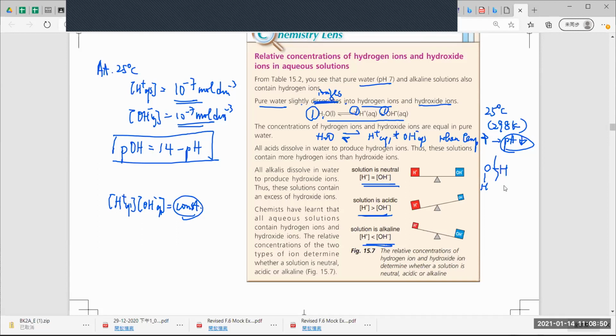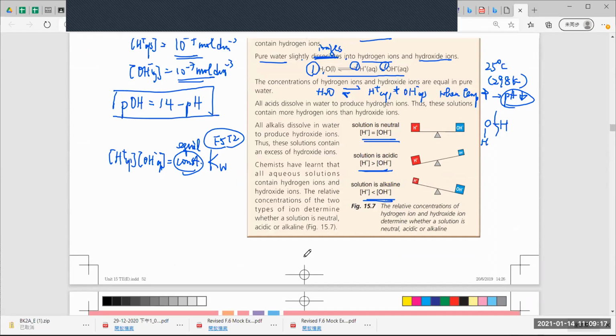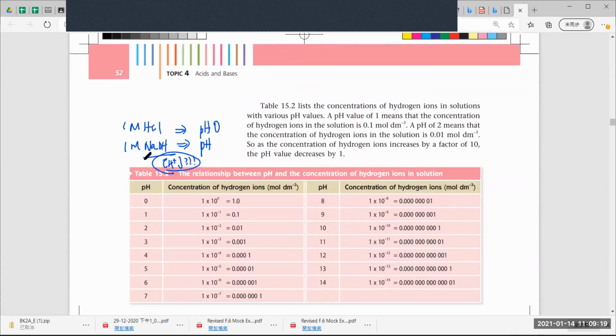That constant is what we call, using a somewhat difficult term, the equilibrium constant. You will know in Form 5, Term 2, we call it the equilibrium constant, Kw. So pOH can be calculated as 14 minus pH. And I use this to calculate this question: 1 molar NaOH, what is the pH?